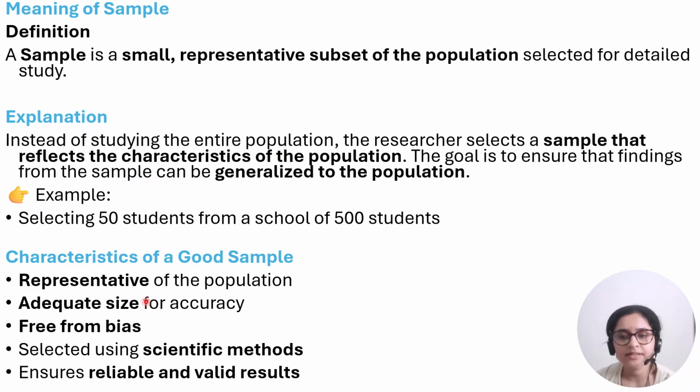So what are the characteristics of a good sample? It should be representative of the population. That means it should have the characteristics of the population. Then it should have adequate size for accuracy. It should be free from bias. It should be selected using scientific methods. It should ensure reliable and valid results. So sample should be selected very carefully.